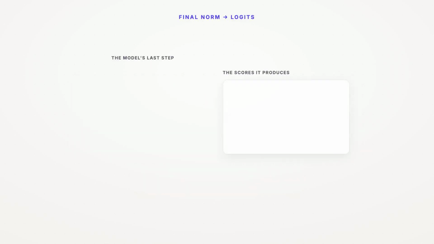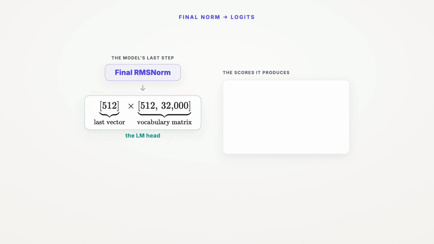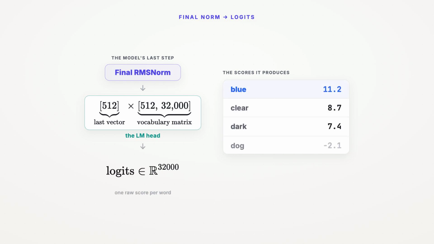We're near the end of the stack. After the last block, one final normalization, and then the language model head. It takes the last token's vector and multiplies by the vocabulary matrix, producing one raw score, a logit, for every single word the model knows. In our case, 32,000 scores. High score means likely next word, low means unlikely. But these are still just scores, not probabilities yet.